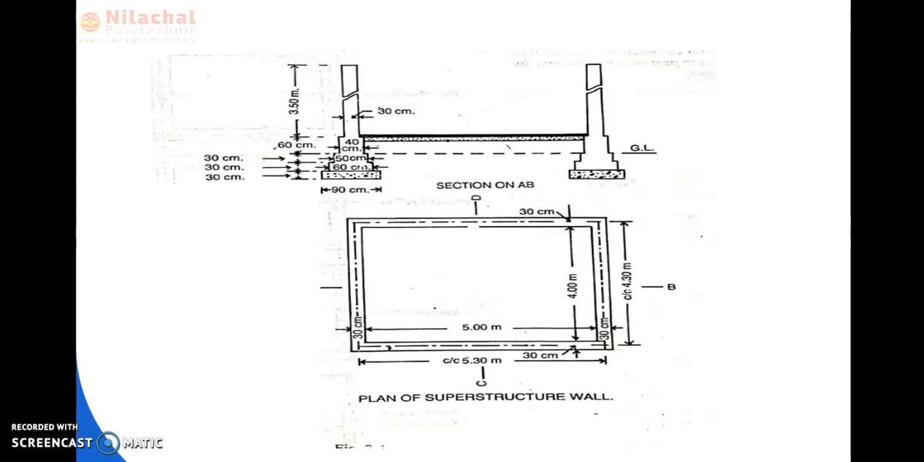Here the plan of the superstructure is provided. The inner to inner wall distances of 5 meter and 4 meter are given, and the brickwork thickness is 30 centimeter on all four sides. The center to center distance of the wall is given as 5.30 meter in one direction, and 4.30 meter in the other.